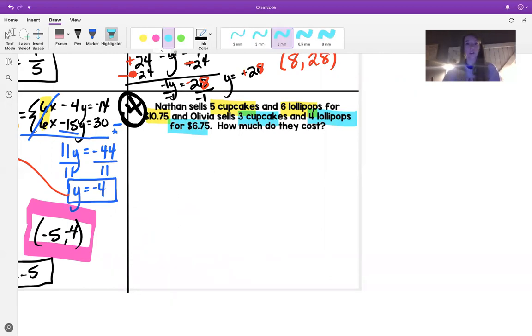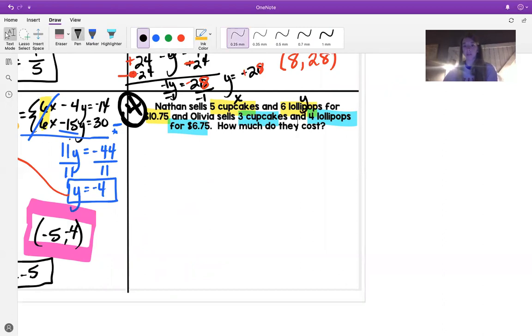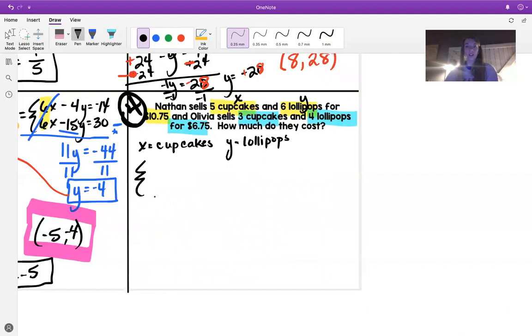All right, well, first we need to define our variables here. Let's say that cupcakes is our X value and lollipops is our Y value, okay? So let's say X equals cupcakes. We always have to define this if it doesn't tell us. Y equals lollipops. All right, and we're gonna have to create our equations, okay?